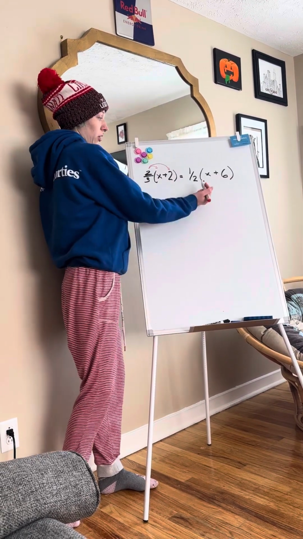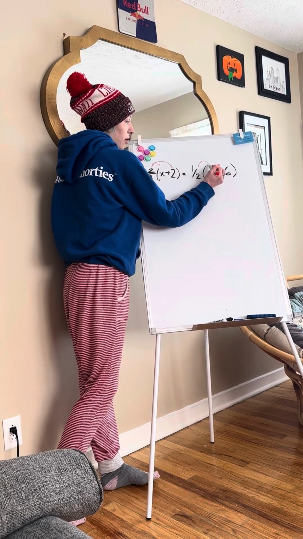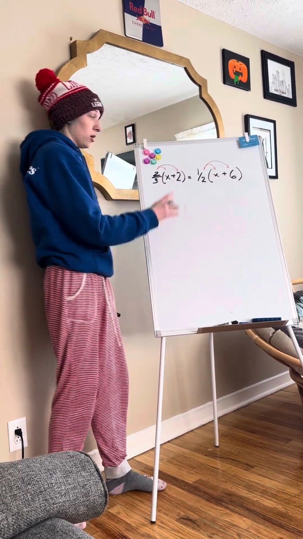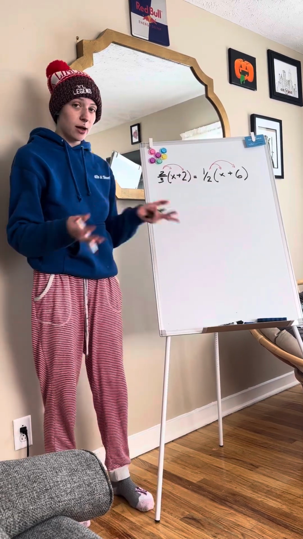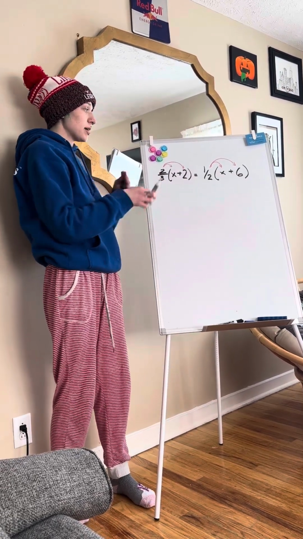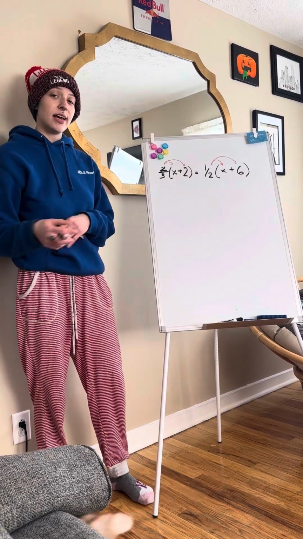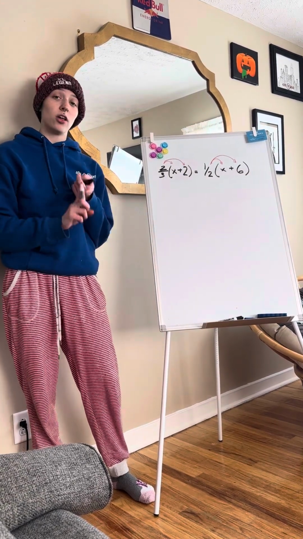by our 2. Looking at our other side of the equation, we know that we have to distribute our 1/2 to our x and also our 1/2 to our 6. So that's how we're going to set up our equation. So basically what we need to do is go through this, and we are solving for x. And to do that, we first must combine all of our like terms.